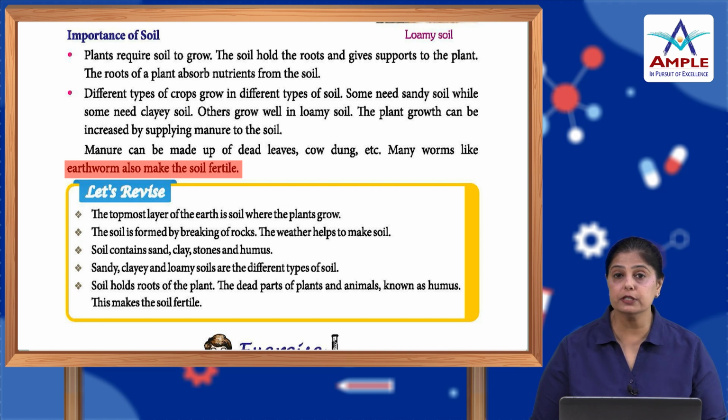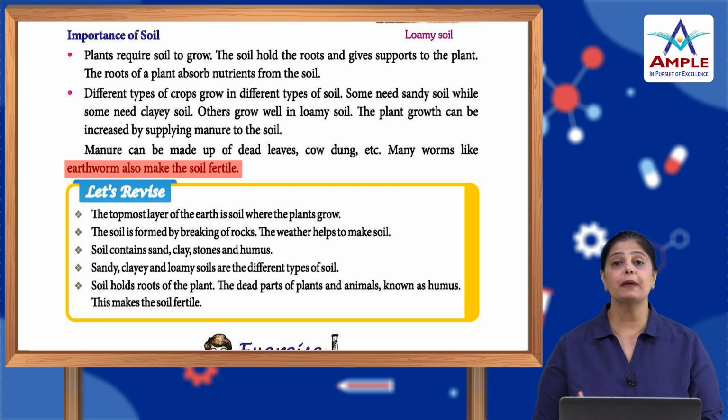Different types of crops grow in different types of soil. Some need sandy soil, some need clay soil, but others grow well in loamy soil. The plant growth can be increased by supplying manure to the soil.